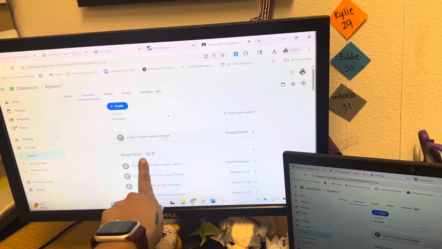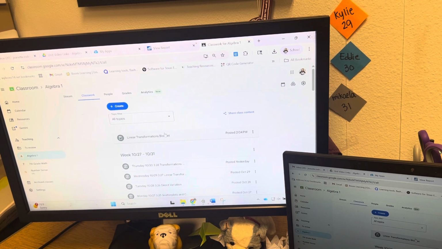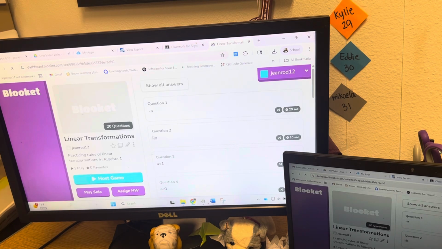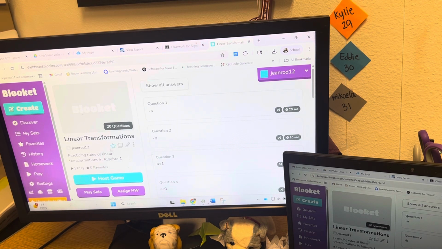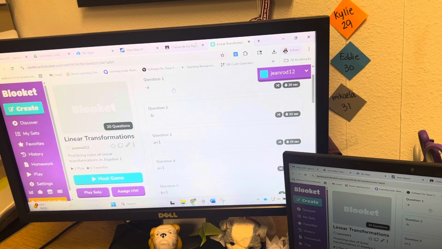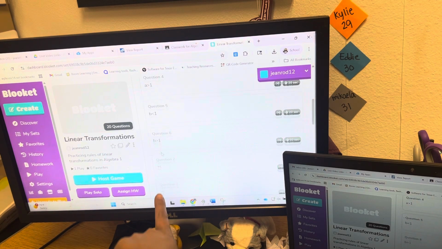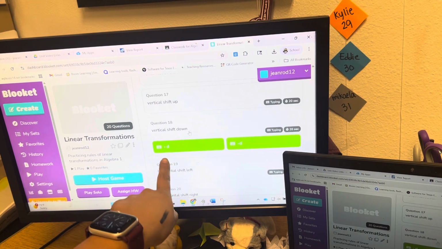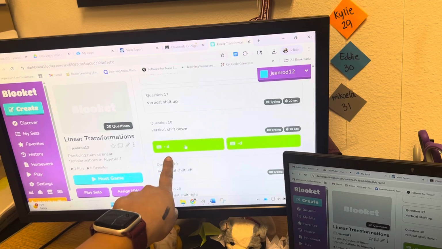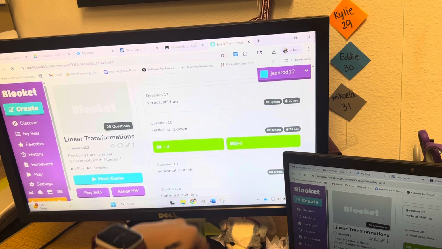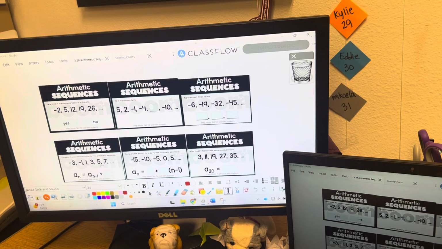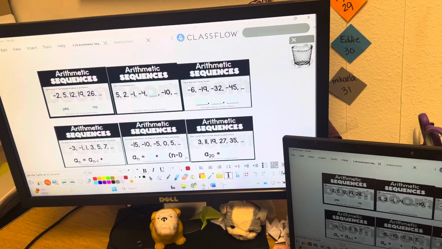But I went ahead and made a linear transformation booklet so you can see it on Google Classroom if you want to practice. It's going to be questions like multiple choice. Like this one, what's negative a, you would have to reflect across the x. Or if I say vertical shift down, you would have to type in minus d. So there's some good questions there. That's the only way I could help you really study for it. So if you don't study for it, that's on you.